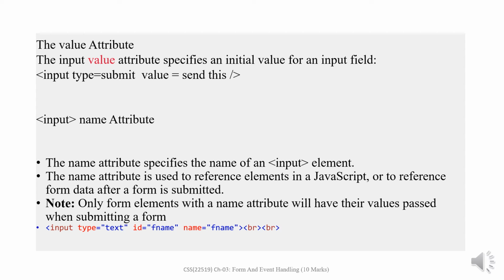Why is it specified in the src attribute? Because the image is saved at a particular location, and for that location the src attribute is used. So we can write this as input type equals image src equals the particular path, meaning the path of that image on our computer.